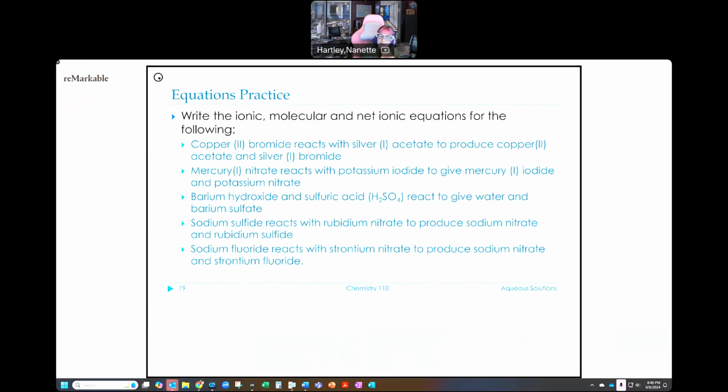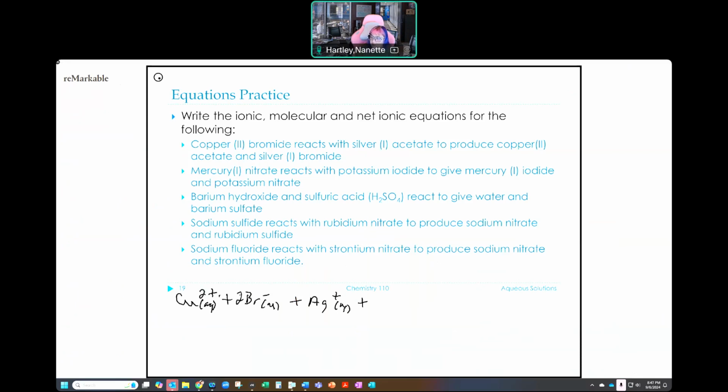All right, guys. So we've come back, and we're going to be talking about copper 2 bromide. Remember that copper is Cu. I know its charge is 2 plus because that's what that 2 means. Bromide is Br minus. So looking at that, I know that this is going to be Cu2 plus aqueous, plus 2 Br minus, aqueous. I'm going to react that with Ag plus, aqueous, and then acetate.